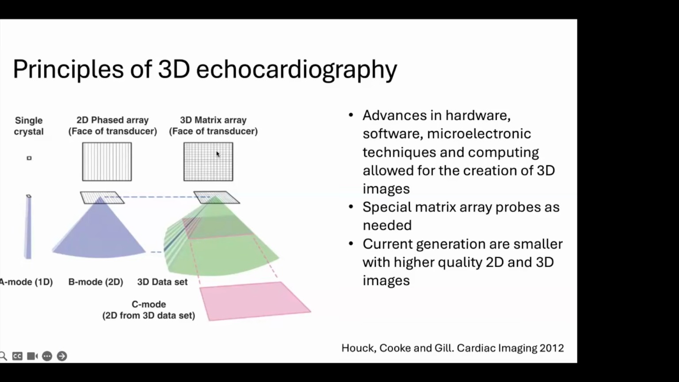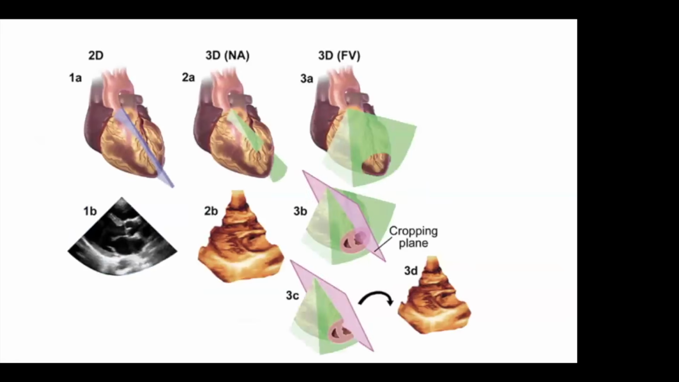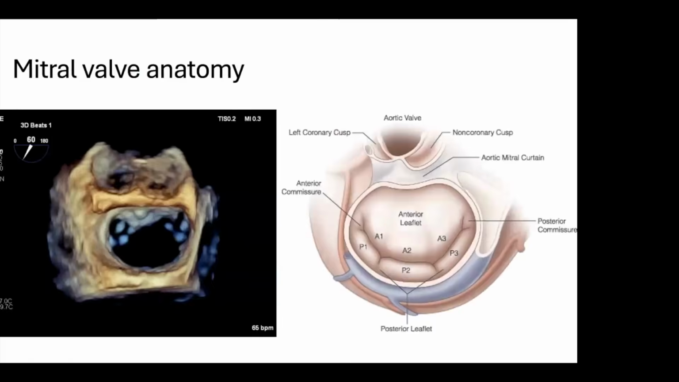You do need these special matrix array probes to produce 3D images, and as time goes along, the image quality is getting better and better. So this is just some examples of a 2D image, a parasternal long axis here. And then with 3D, you're able to expand on that 2D sector to provide some depth. And there's different types of 3D mode that we'll be talking about here that can produce different images. So the main things we'll be talking about today are image acquisition and then image processing and display.